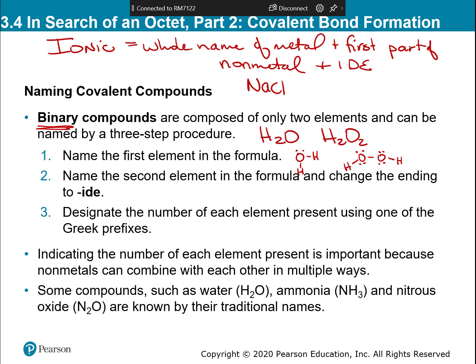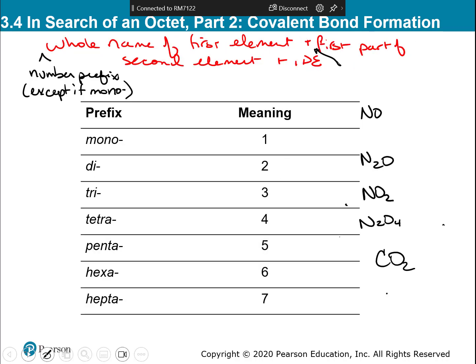So they said, okay, because of that, you have to indicate the number of each element in the formula by using number prefixes. So the number prefixes are these. You won't see these very often, but I will tell you through 10. Okay, so 1, they always use the term mono. 2, di.